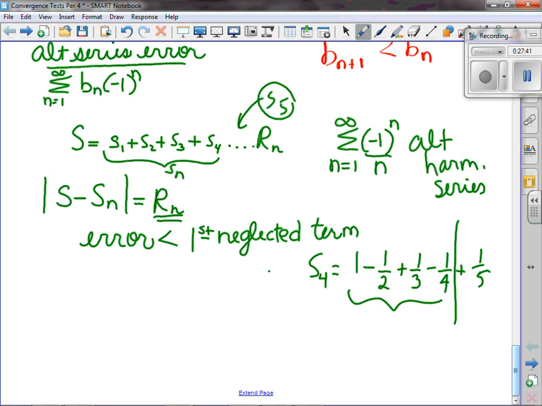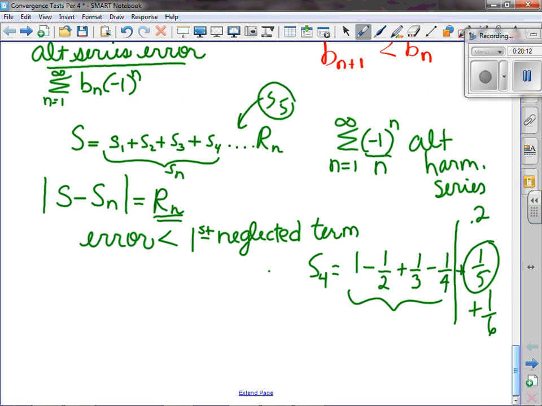What's the next one after that? 1/6. See, these are getting small, so what I'm adding is getting further and further away from 0. Because this is what? 1/5 is 0.2. That's not very small, actually. What's 1/6? 0.1, 1/6, yeah. They're getting smaller and smaller. So all you have to do is evaluate the first term you don't use, and you'll see the bound.